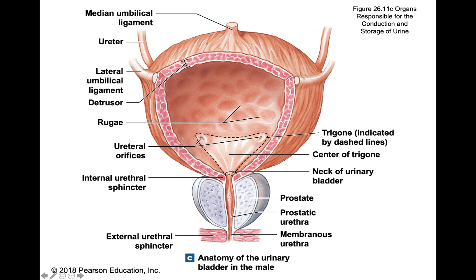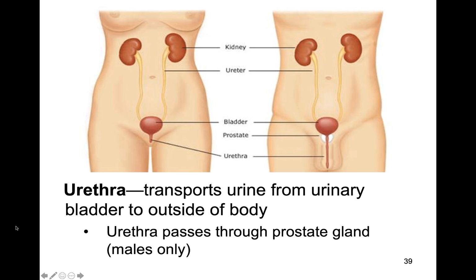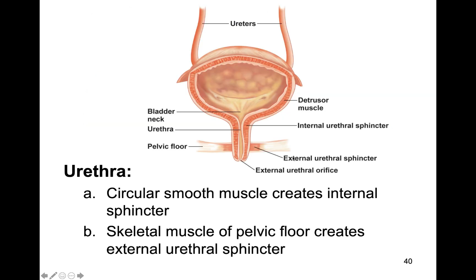So you have two valves, and this internal one is involuntary and external is voluntary. Just same as the digestive system when I was talking about the sphincters. When you really have to go, that means the internal urethral sphincter is already open and it's only the external one that's closed. Urethra is going to transport urine from urinary bladder to outside of body. Urethra is going to pass through the prostate gland in males.